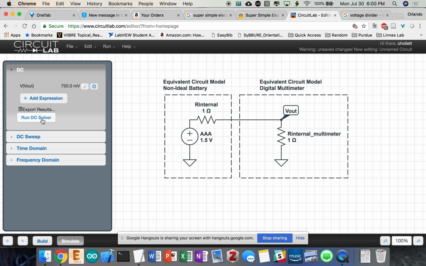And so this is why your multimeter has a really, really high input resistance, because it doesn't want to load, which means draw current away from. It doesn't want to draw current away from this system. So voltage measurement devices should have a high internal resistance.